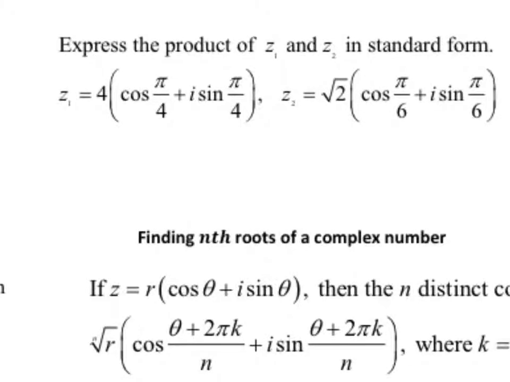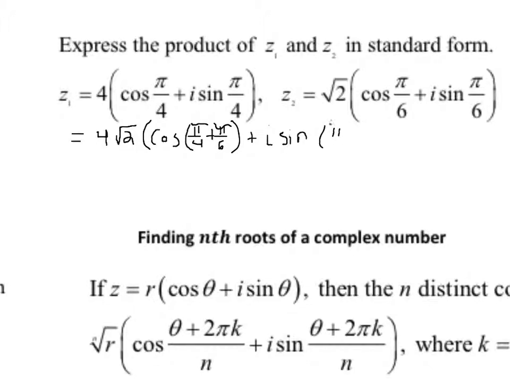Express the product of z1 and z2 in standard form. Okay? So, you have 4 square root 2 times the cosine of pi over 4 plus pi over 6 plus i sine of pi over 4 plus pi over 6.